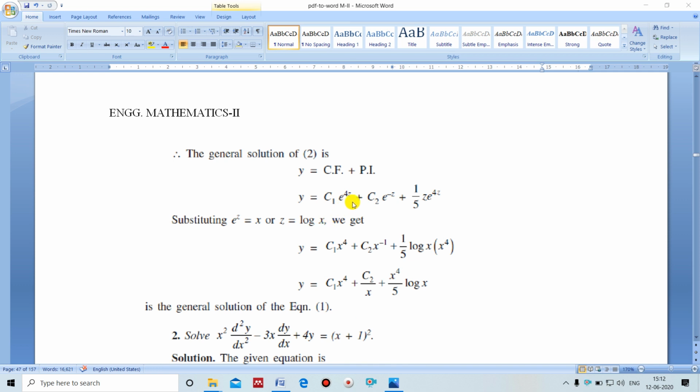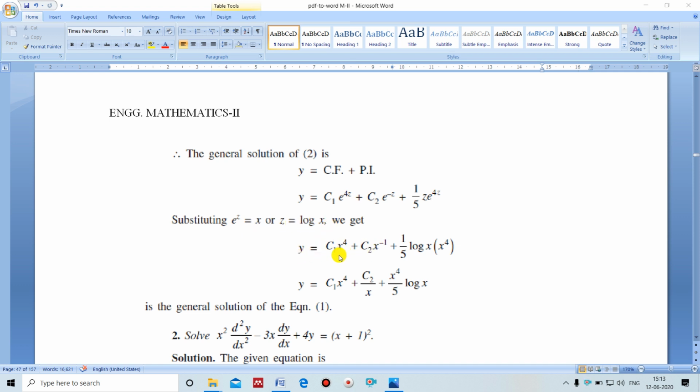So the solution is c1 e^(4z) + c2 e^(-z) + 1/5 z e^(4z). Now put the values of x and z back. Put e^z = x, then z = log x. Make it in terms of x.